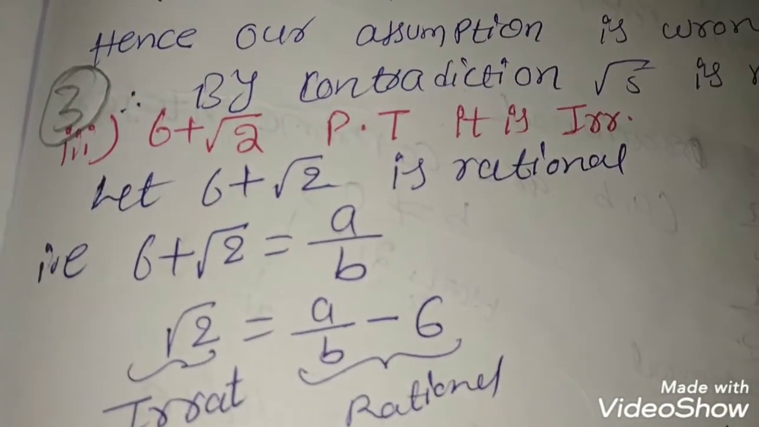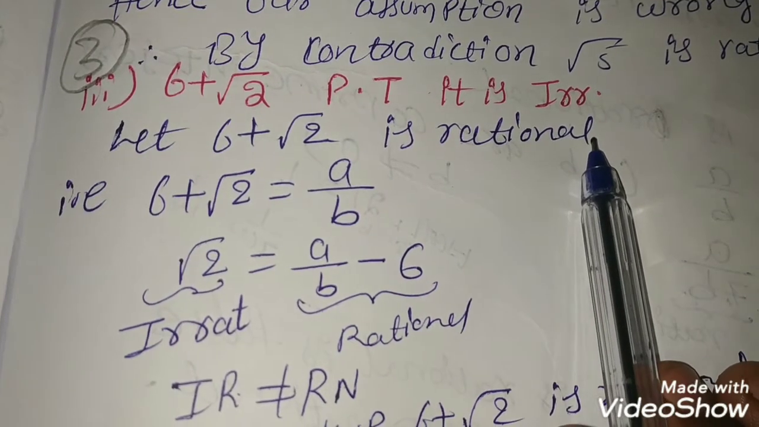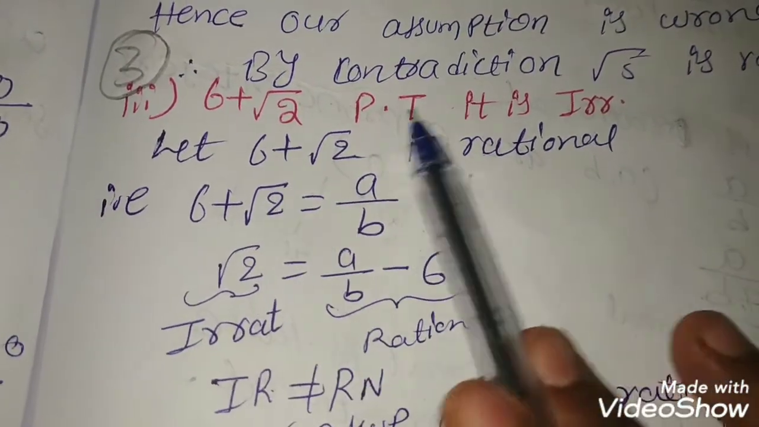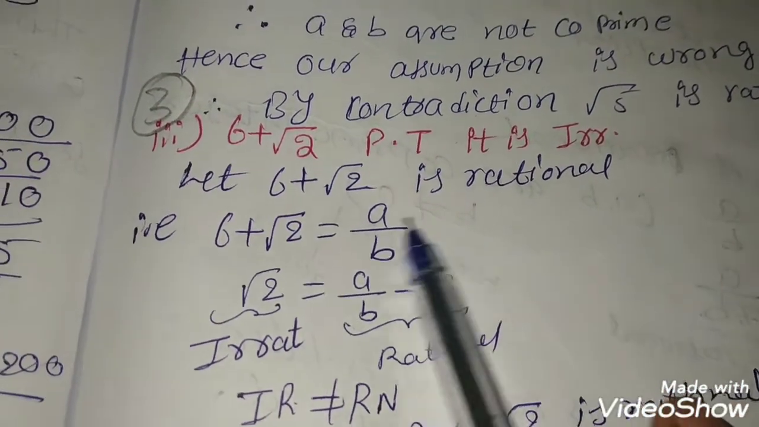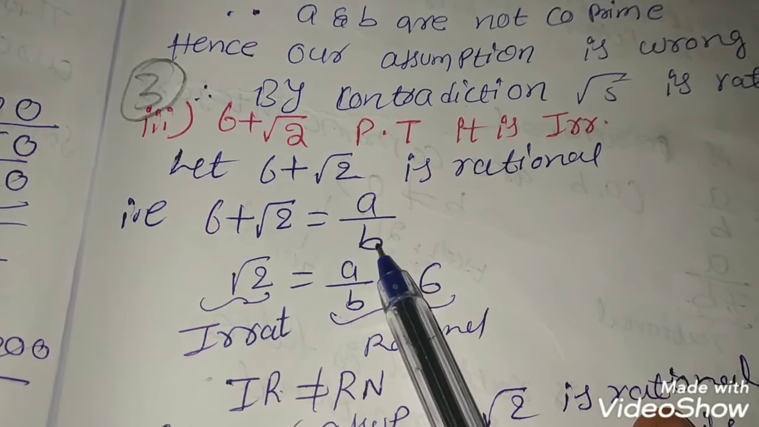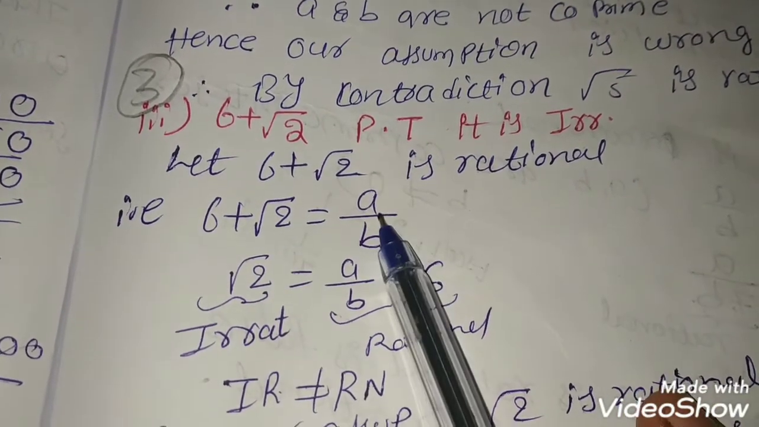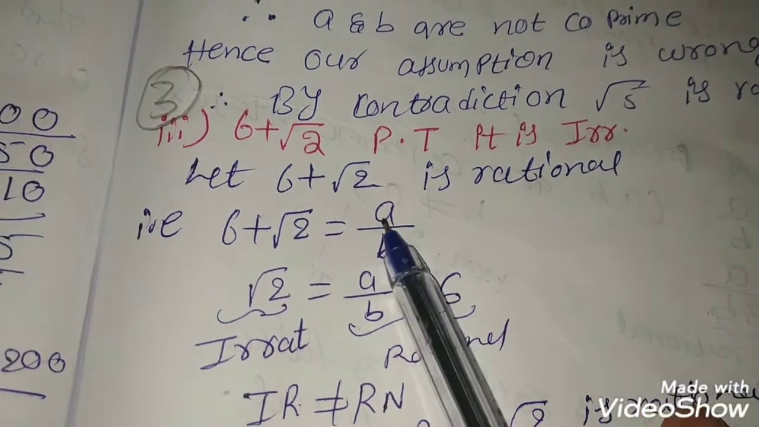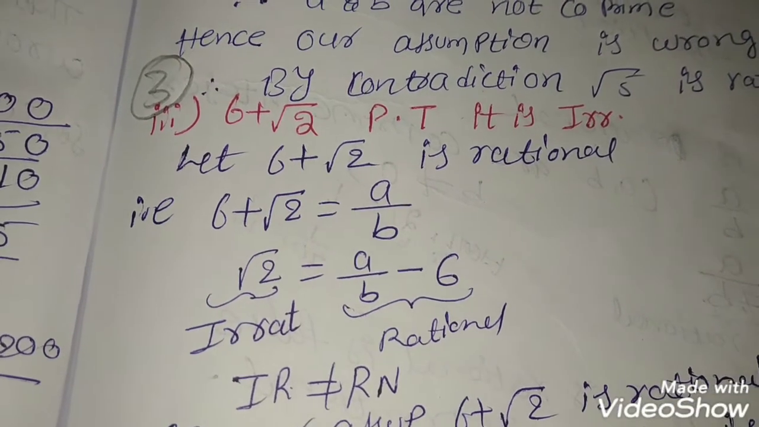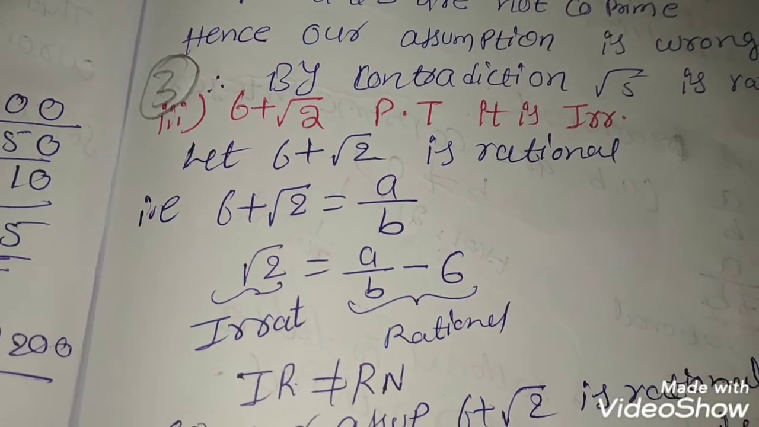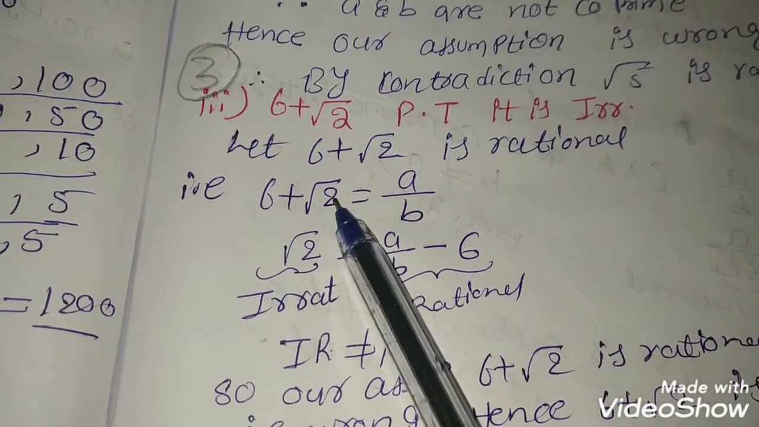See, this is the same as before. 6 plus root 2: prove that it is an irrational number. Same as before. What assumption do we have to make here? We have to take the opposite, that is, 6 plus root 2 is a rational number. So what is a rational number? a by b is the form of a rational number. And what are a and b? You can say a and b are co-primes. What are co-primes? If you take any values of a and b, then we have to get the HCF as 1. Understand? Next, this is a rational number and this is an irrational number.